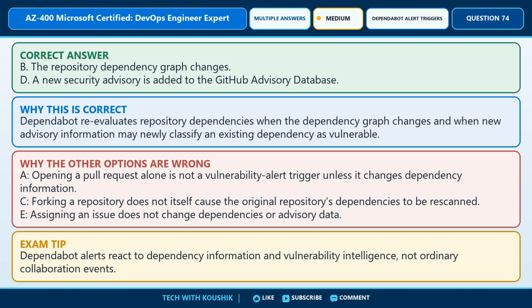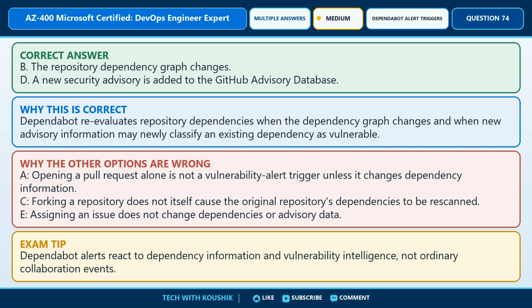The correct answers are option B, the repository dependency graph changes, and option D, a new security advisory is added to the GitHub advisory database. Here's why. Dependabot reevaluates repository dependencies when the dependency graph changes and when new advisory information may newly classify an existing dependency as vulnerable. Why are the other options not correct?